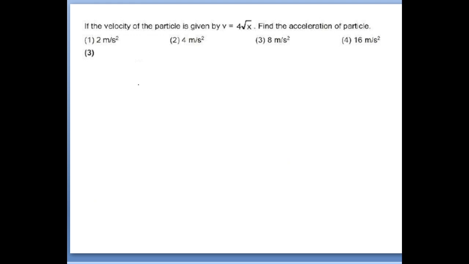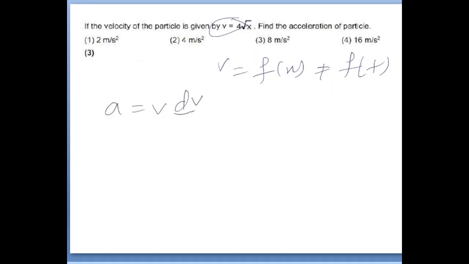So now look at the next question. This is a very easy question which was taken from the 11th. So he is given a velocity, asking acceleration. But velocity is a function of x, not a function of time. So no need to do dv by dt. You have to use another direct formula, v dv by dx. v is already 4 root x. dv by dx is 4 into 1 by 2 root x. Root x gets cancelled. 2 into 4 is 8. So your answer is 8 meter per second square.